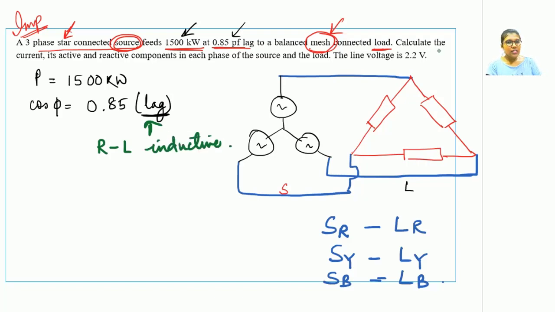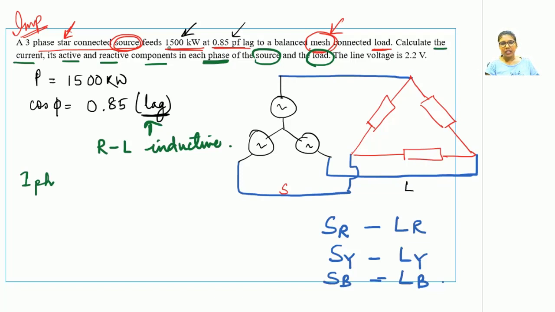The question is asking us to figure out the value of the current, its active and reactive components in each phase of the source and the load. If you read this question carefully, where is it asking us to find out the line current or the phase current? It is asking us to find out the phase current because it says in each phase. At the same time, it is asking us to find out its active and reactive components. Whose active and reactive components? The phase current's active and reactive components.